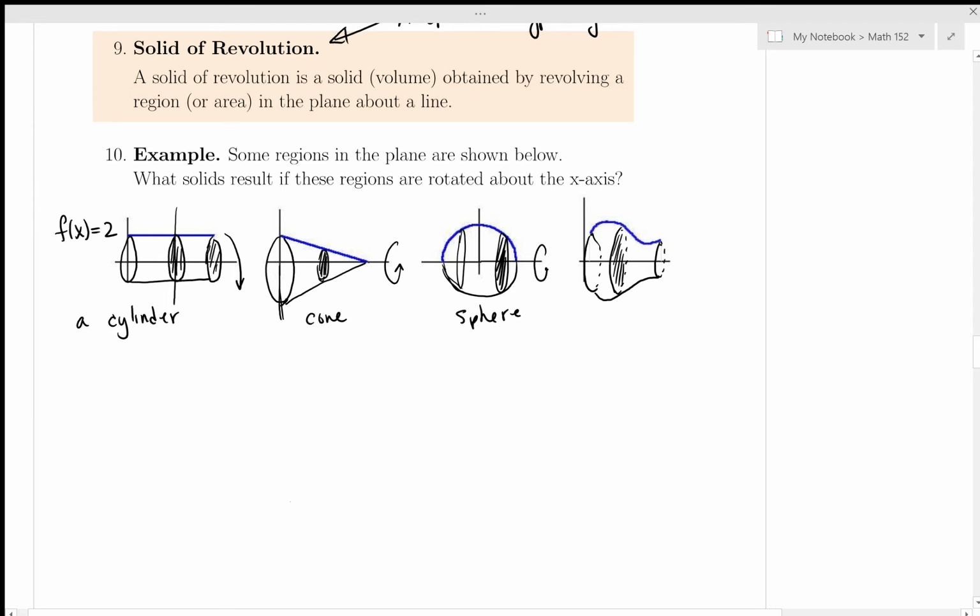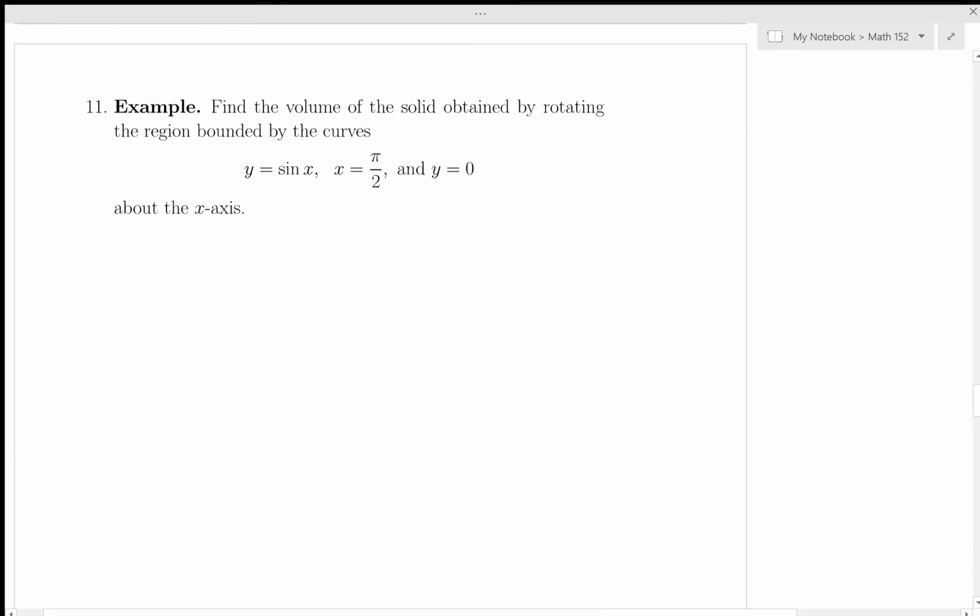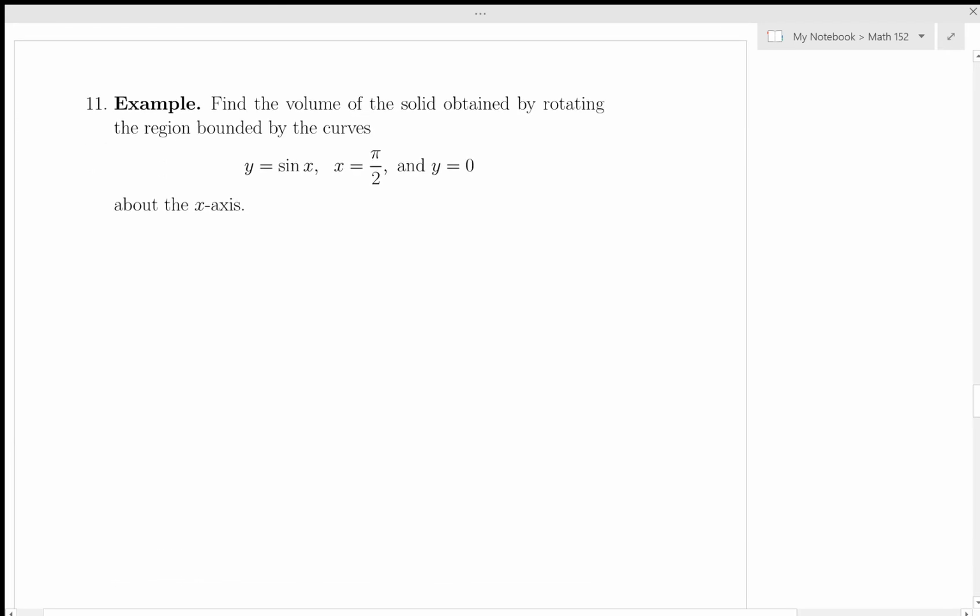So we're going to try to get a procedure down for finding the volumes of these solids by rotating a region around the x-axis, and then we'll be able to do it around the y-axis, and maybe even any other straight lines that we want to. Okay, so let's go through the first example of this. Find the volume of the solid obtained by rotating the region bounded by the curves y equals sine x, x equals pi by 2, and y equals 0 about the x-axis.